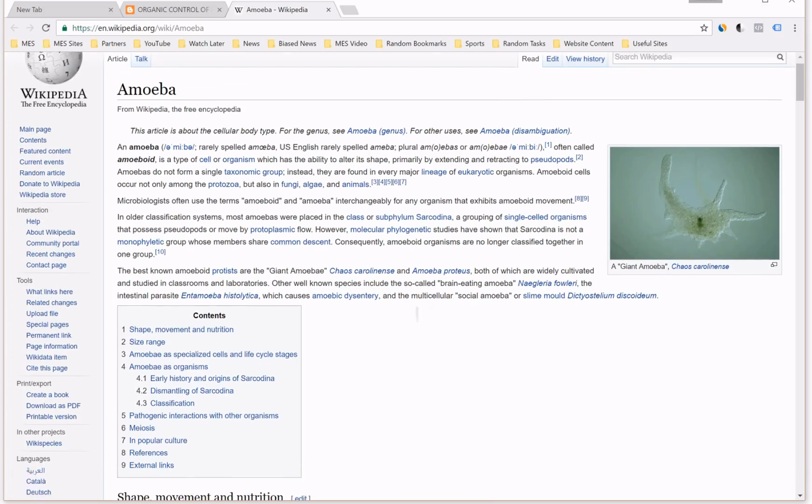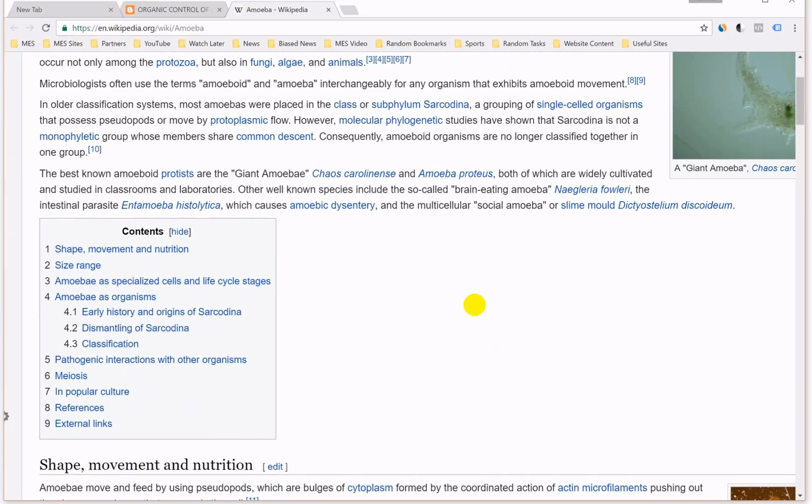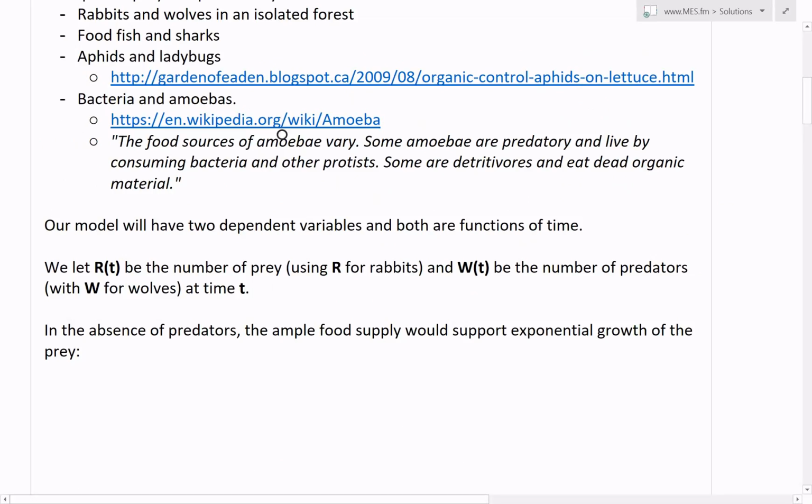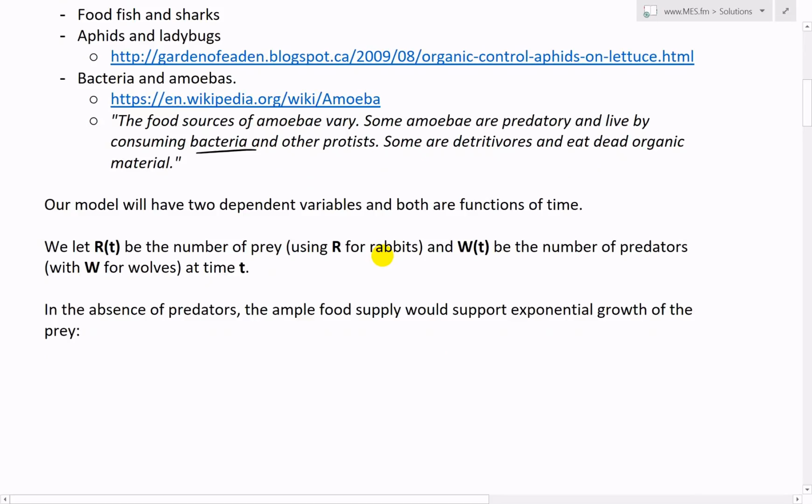Here's just a link here. They're often called amoeba. They're a single-celled organism that has the ability to alter its shape, etc. And I just took a quote from Wikipedia. The food sources of amoebae vary. Some amoebae are predatory and live by consuming bacteria and other protists. I'm not sure what those are. Some are detritivores and eat dead organic materials, etc. You can learn more about that through that Wikipedia article.